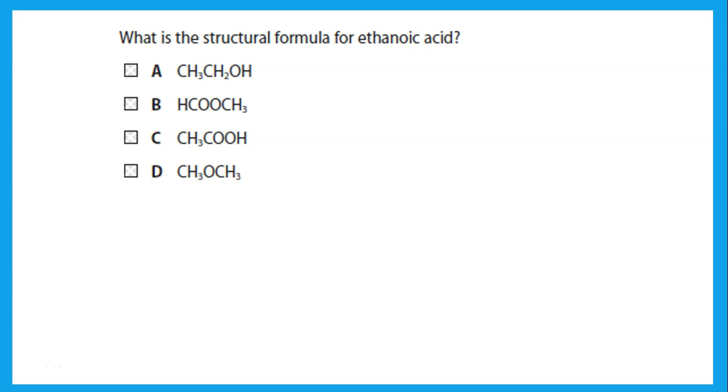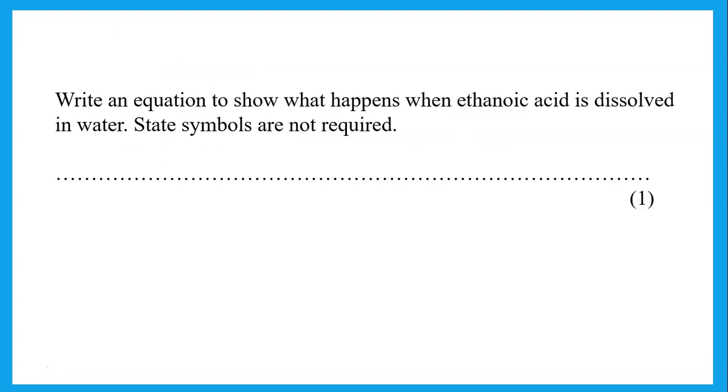So if he says what is the structural formula of ethanoic acid. Remember, ethanoic means I have two carbons. So this is the displayed formula. How do we write it as structural? We said we collect the hydrogens around each carbon. So this is written as CH3COOH. And this is how we write it in an equation. So if we have an equation involving ethanoic acid, I write it as CH3COOH. This question says write an equation to show what happens when ethanoic acid is dissolved in water.